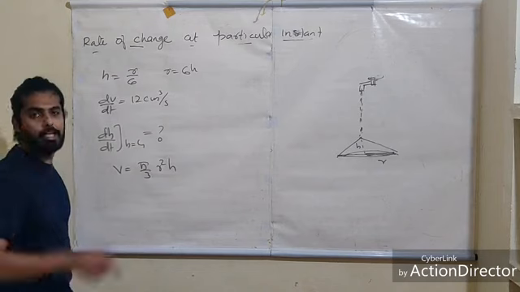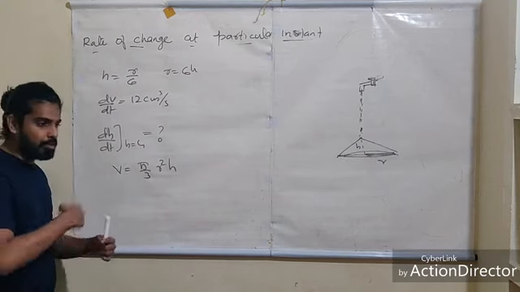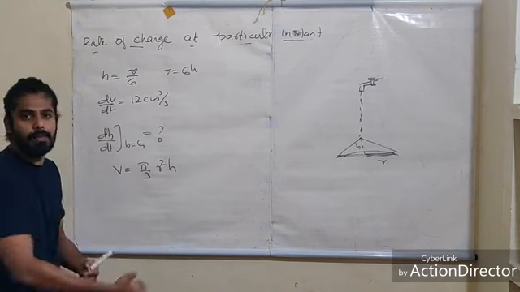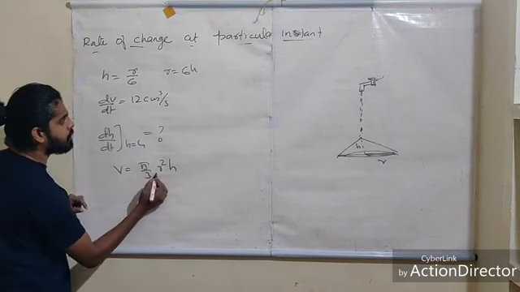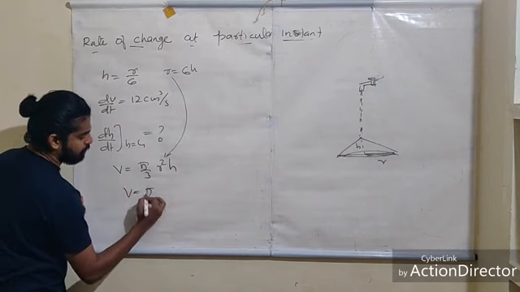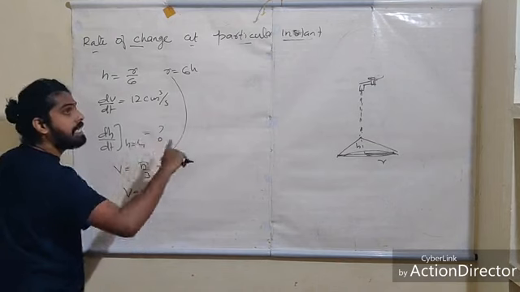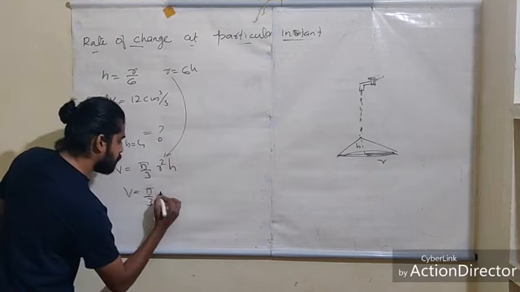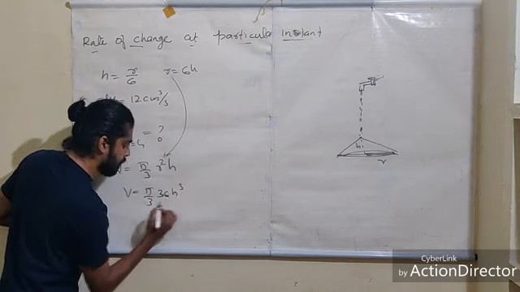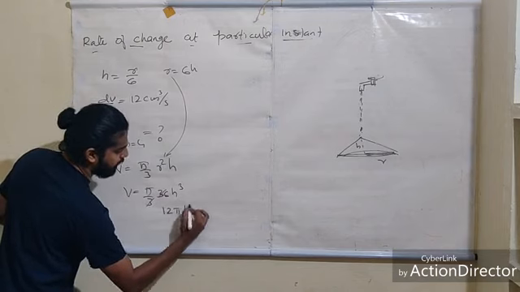Then only we will get dh by dt. If it depends on r, we will get dr by dt, then we have to simplify and again go for dh by dt. So let us substitute r equal to 6h in this function. V is equal to pi by 3 into (6h) whole square, 36h square, into h. So 36h cube, and cancelling this you will get 12 pi h cube.